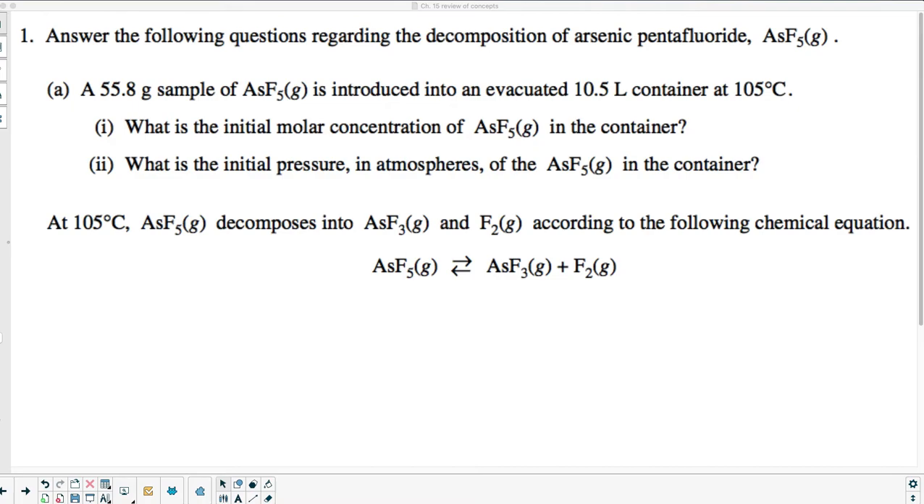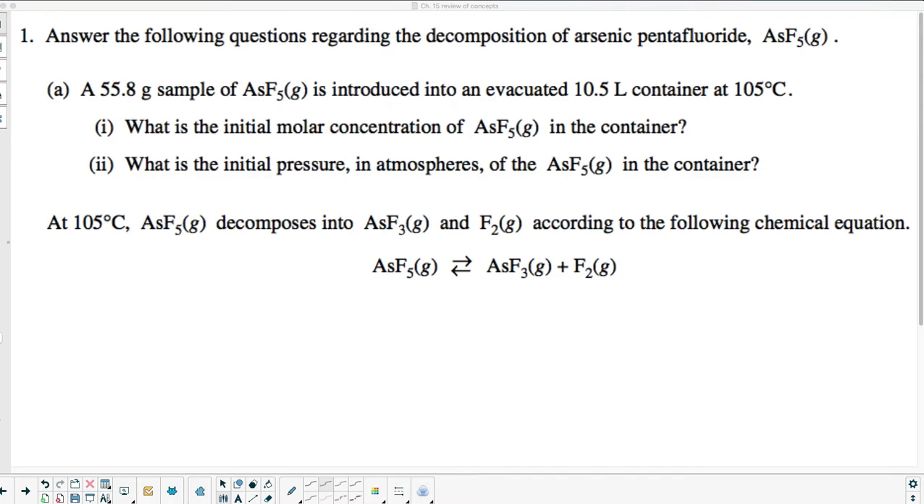This is the last part of the Chapter 15 review. So follow along. This is an actual AP free response problem. You might see something like this if you take the AP exam in chemistry. So let's take a look.